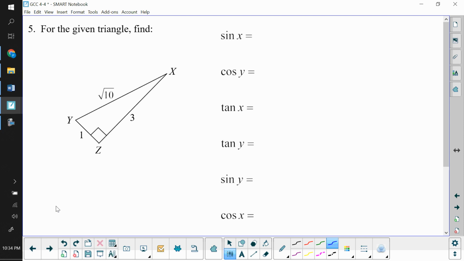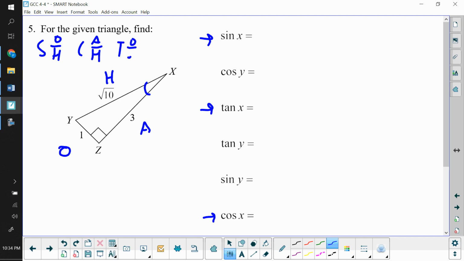All right, so another one here. Why don't we do all of the angle X's first? So from angle X, we have opposite, we have adjacent, and a hypotenuse is across from the right angle. So we have our SOHCAHTOA. Sine from X, opposite is 1, hypotenuse is square root of 10. Uh-oh, we can't have a square root in the denominator. So multiply top and bottom by square root of 10.